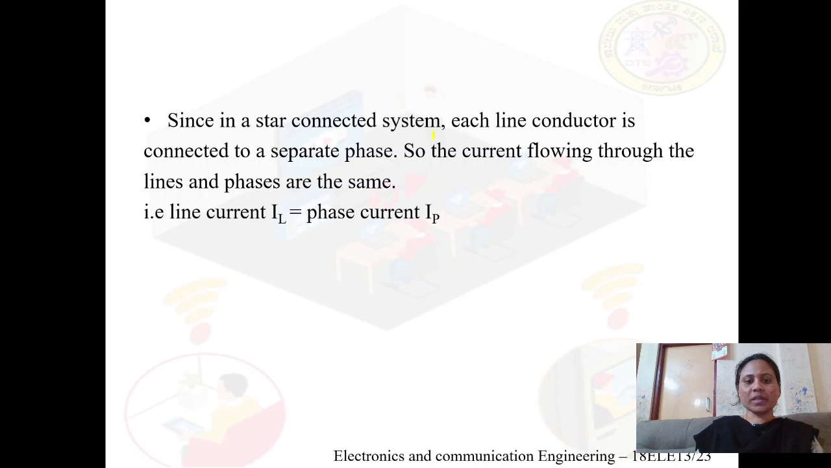In a star-connected system, each line conductor is connected to a separate phase. Therefore, the same current will be flowing through line and phase. Hence, line current is equal to phase current. I repeat, in a star-connected system, each line conductor is connected to a separate phase. Hence, the same current will be flowing through line and phase.